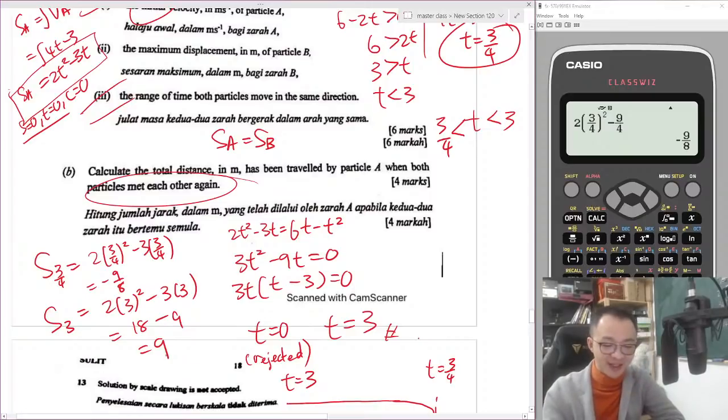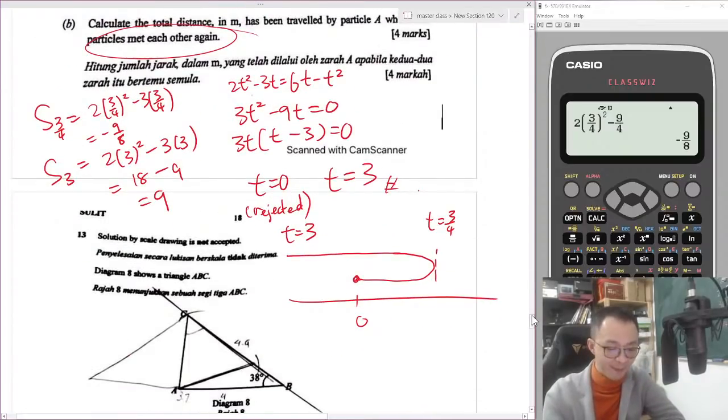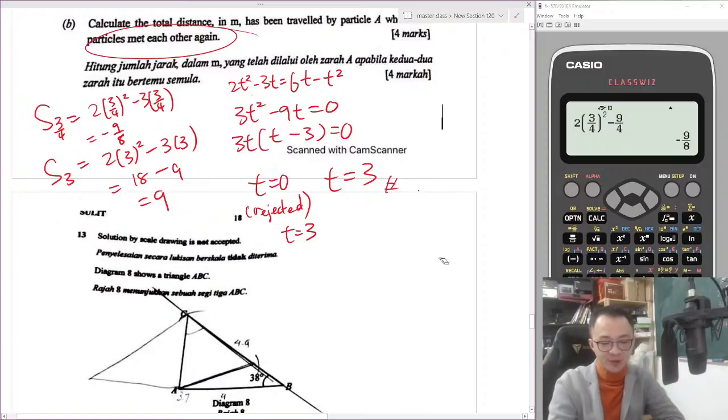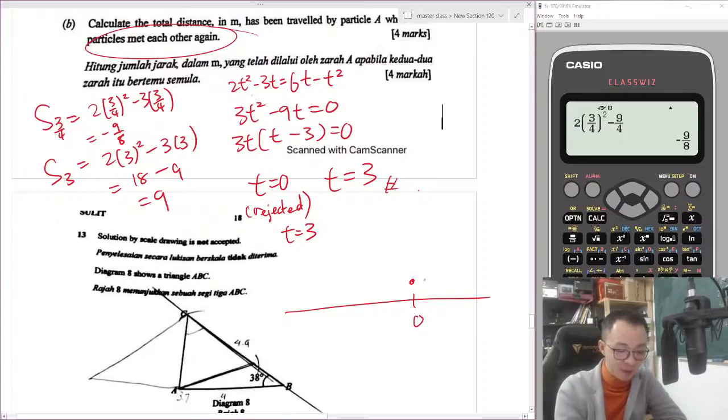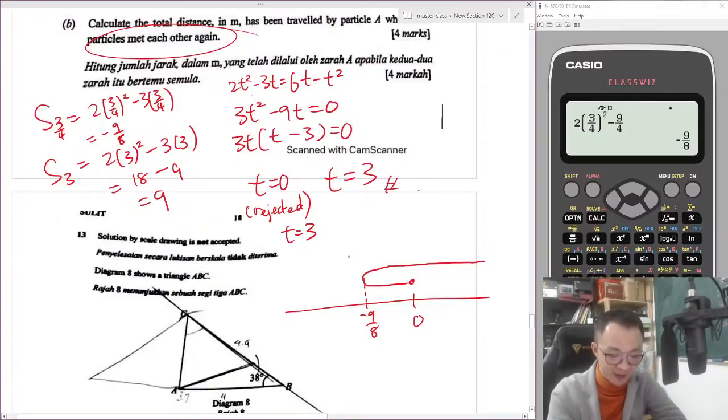Alright, so right now I can sketch out the diagram. At first, particle A is at the origin. Then particle A will move, at time equals 3 over 4, to negative 9 over 8. It continues to travel, and when time equals 3, the particle stops at 9.